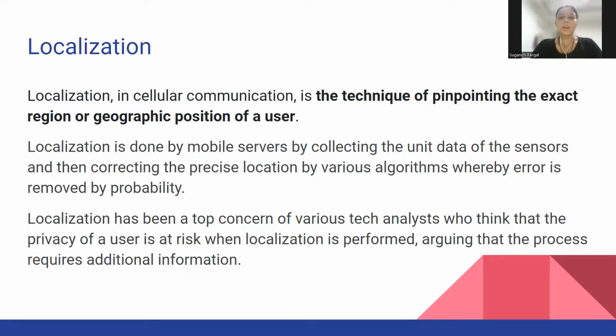This is because whenever localization is performed, the personalized data, the trajectory or the actions of a user are being sensed at the moment. But while sensing the activity of the user, the privacy can be breached. Anyone can predict the further action of the user and thereby cause harm to the user. So, arguing that the process requires additional information is also valid in the case of localization.